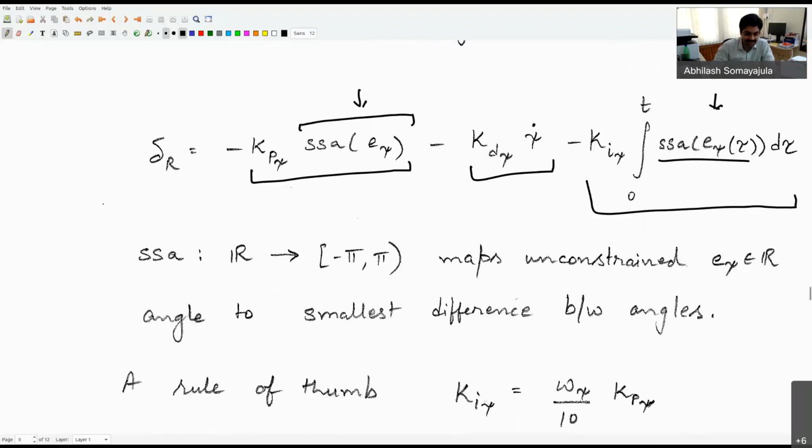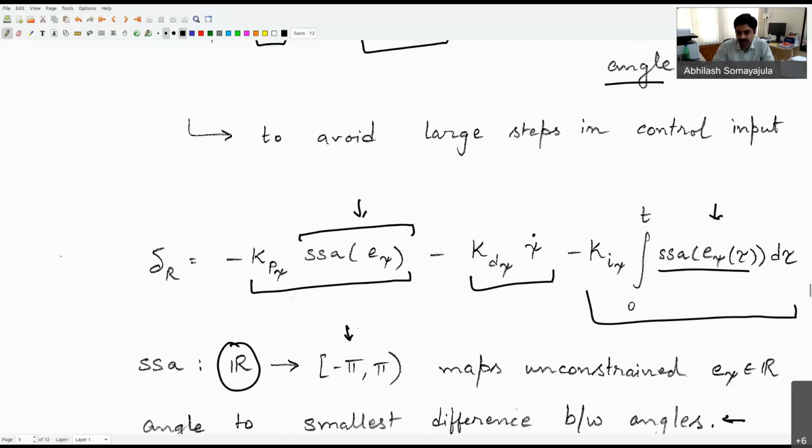All right, so this SSA basically is trying to map a real valued difference in two angles to the range minus pi to pi. And I invite you to take a look. Maybe in the assignment we can introduce you to generating this function on your own and to have a feel for what is going on with it.